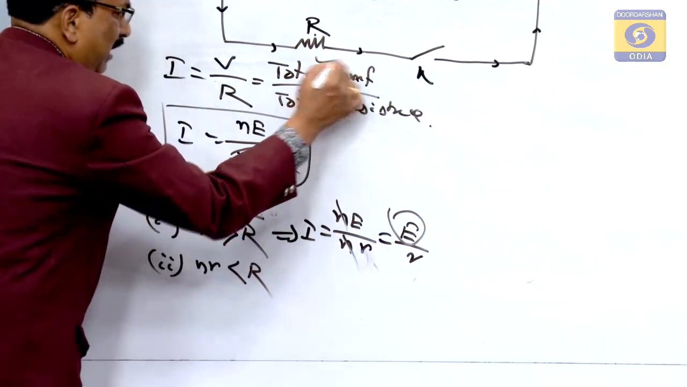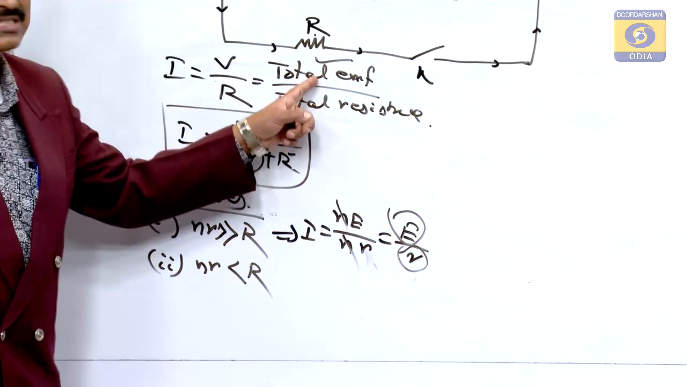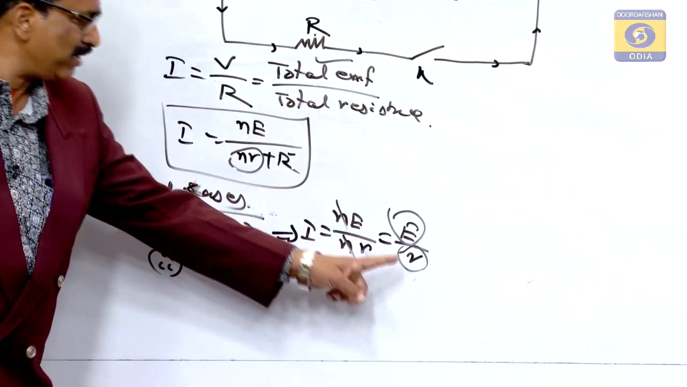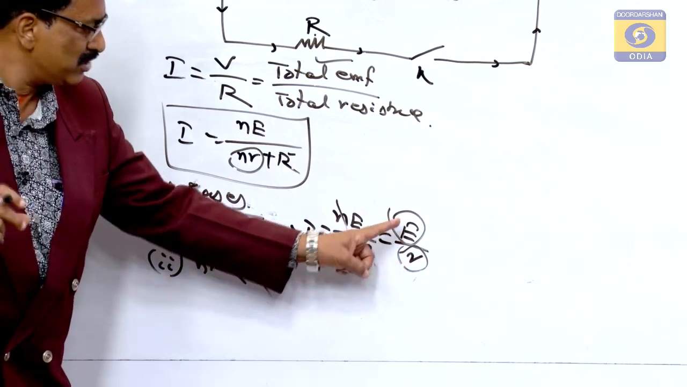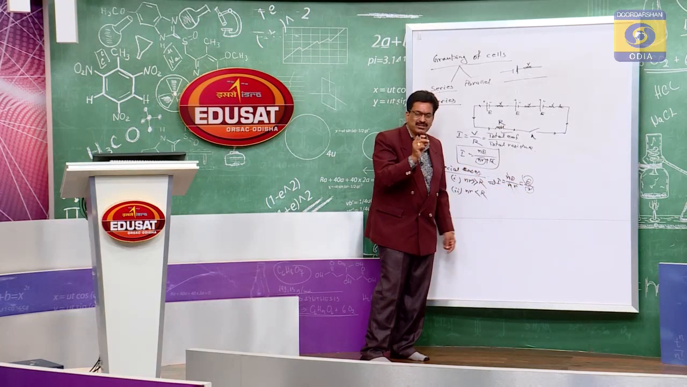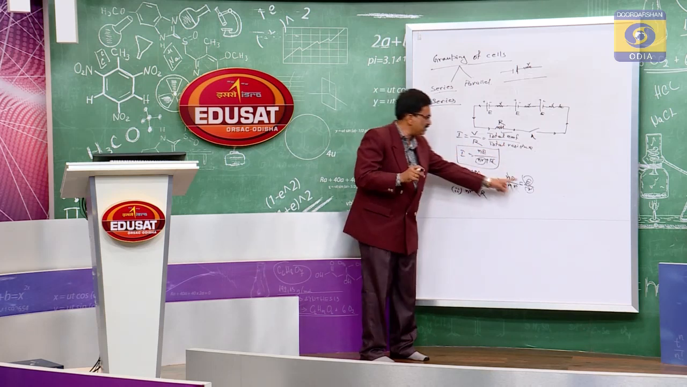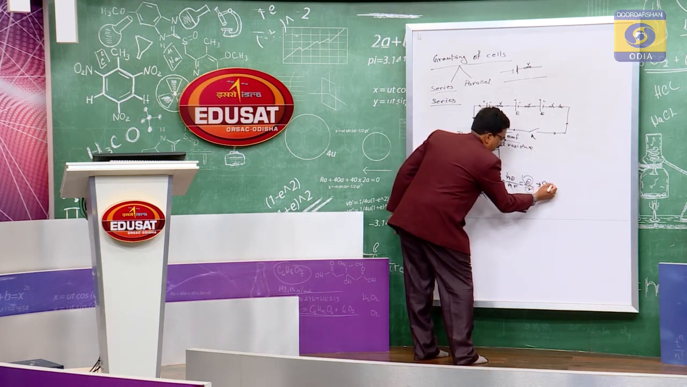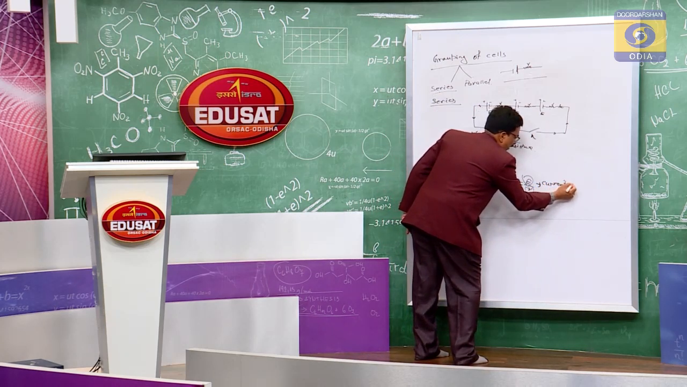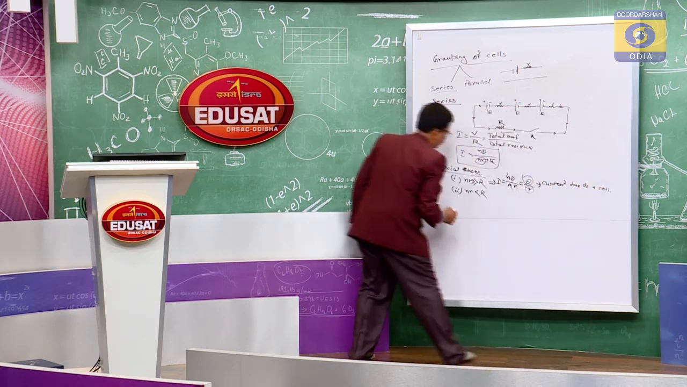E means the EMF, r means the resistance. Whose resistance? It is the internal resistance. Internal resistance of which one? Only r is there, meaning for a single cell. So E by r is the current, because EMF by resistance is the current. This is the current due to a cell.